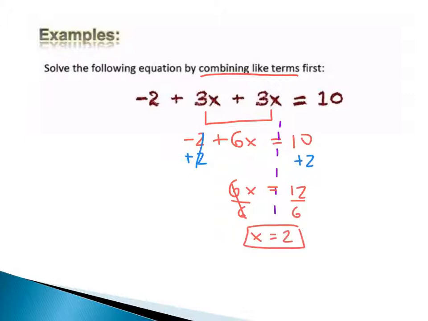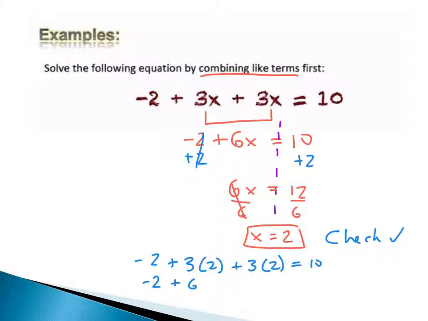And what you can do, and I'll show it in this one but I won't show it in the other examples in this lesson, is take x equals 2 and check to see if it's a solution. It's not required, but it's something you can do. We take 2 and plug it back into the equation. So I get negative 2 plus 3 times 2 equals 10. That's going to give me negative 2 plus 6. Multiply first.